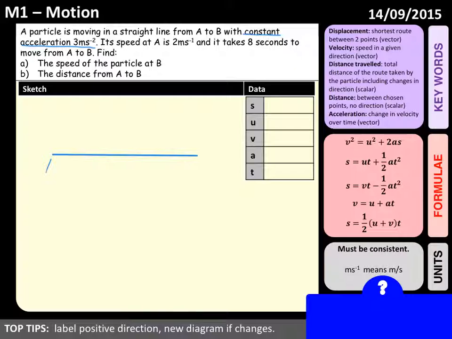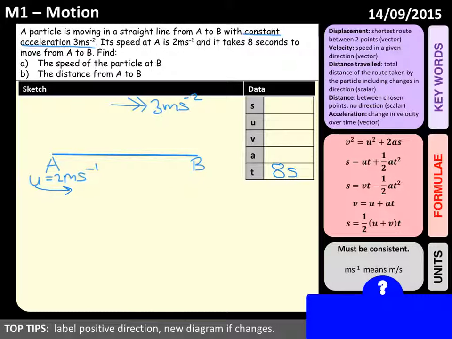Okay, so we've got our straight line from A to B. And reading back through, we know that we've got constant acceleration, 3 meters per second squared. So we're going to represent our acceleration with a double arrow. We're told the speed at A is 2 meters per second, so we'll mark that on at A. And we show that with a single arrow. Okay, and finally we've got that T is 8 seconds, so we can just put that time in our data table.